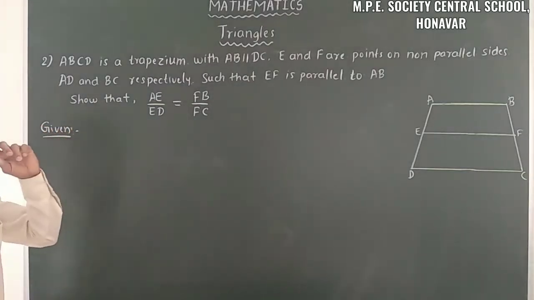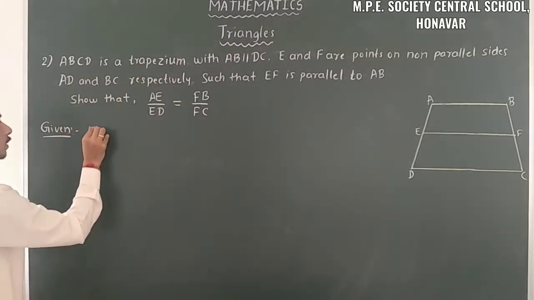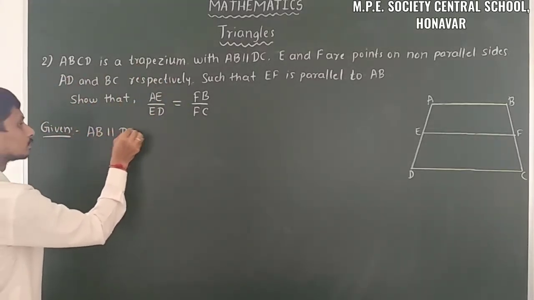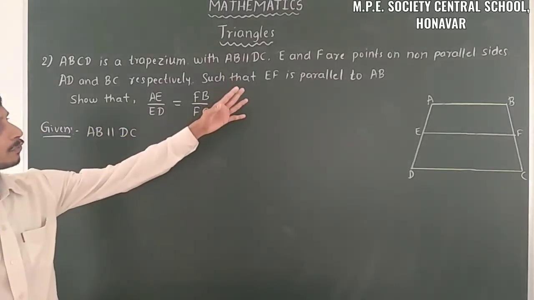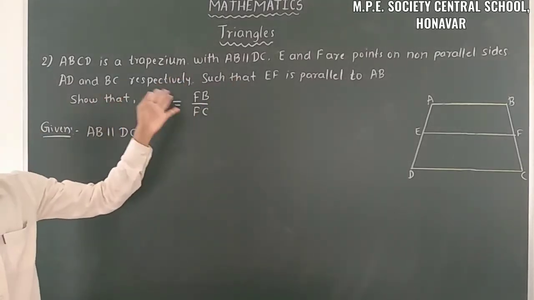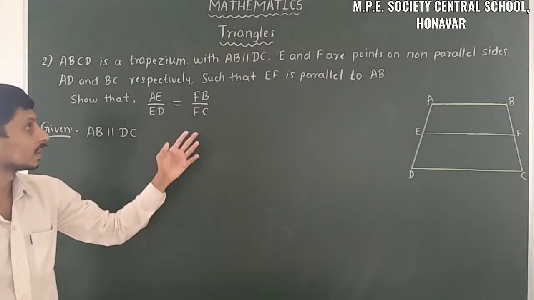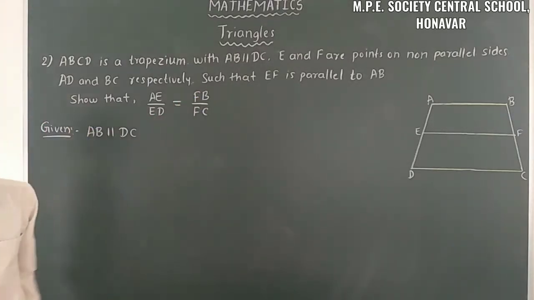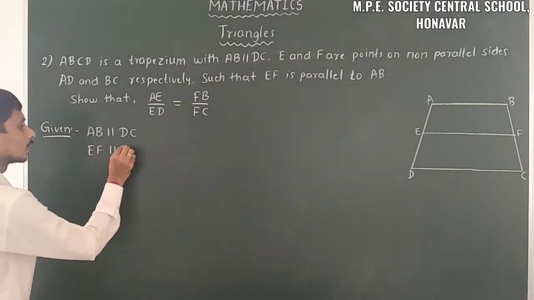Given: AB is parallel to DC. We have AB parallel to DC. Also, E and F are points on the non-parallel sides AD and BC respectively, as shown in the figure. And such that EF is parallel to AB.